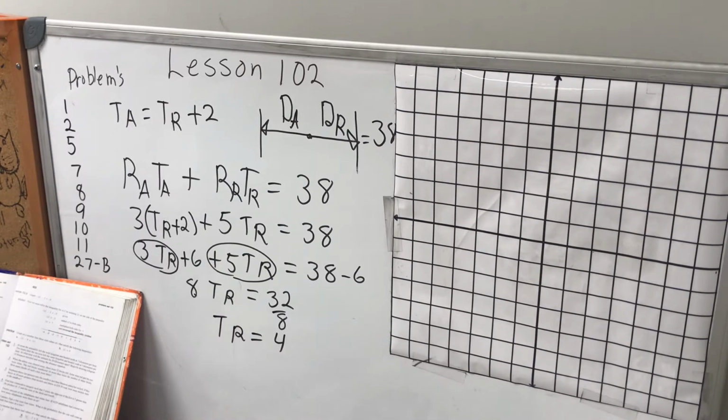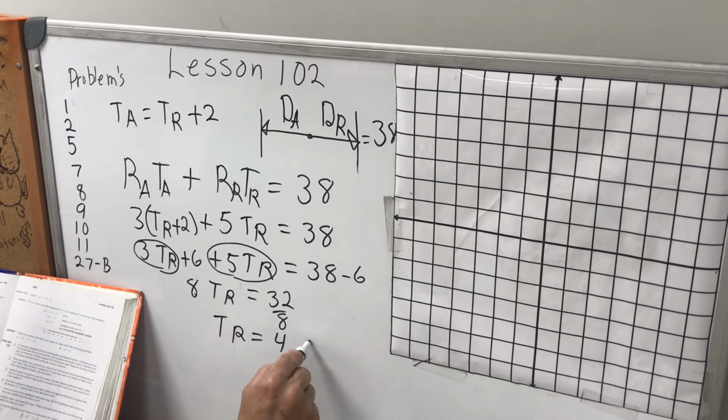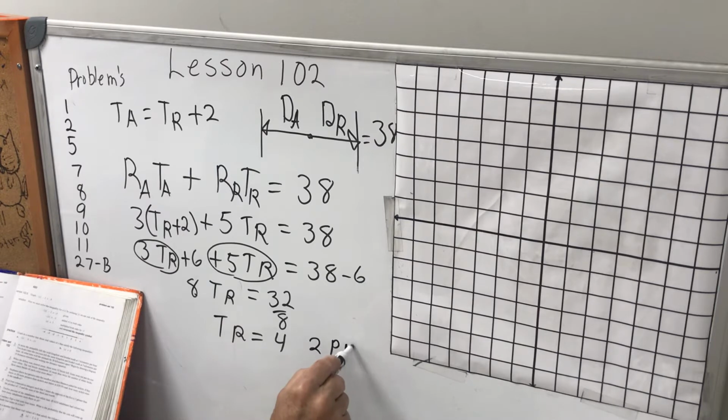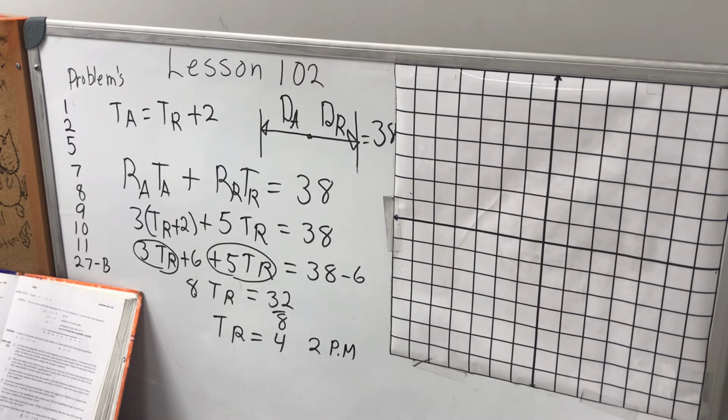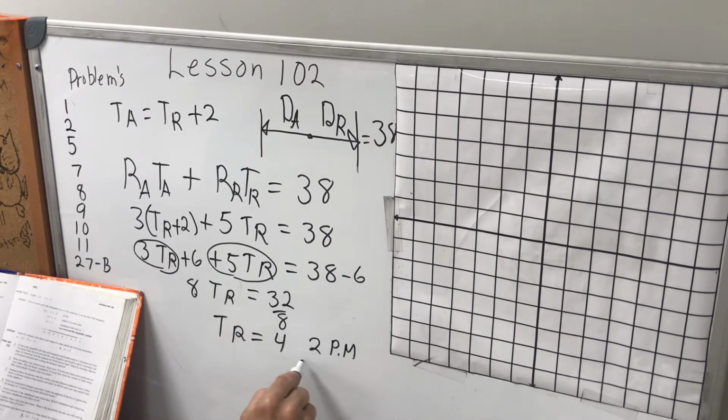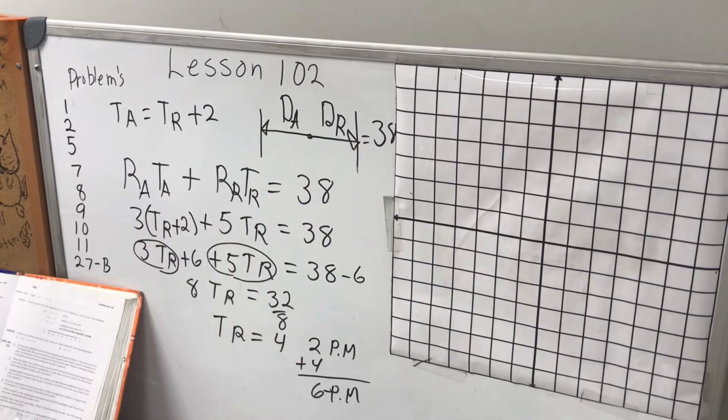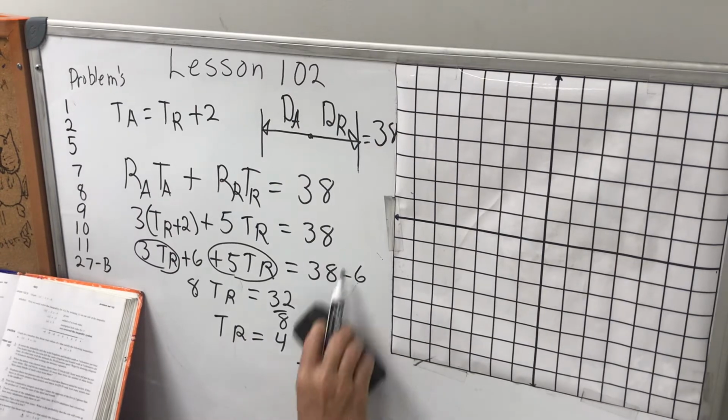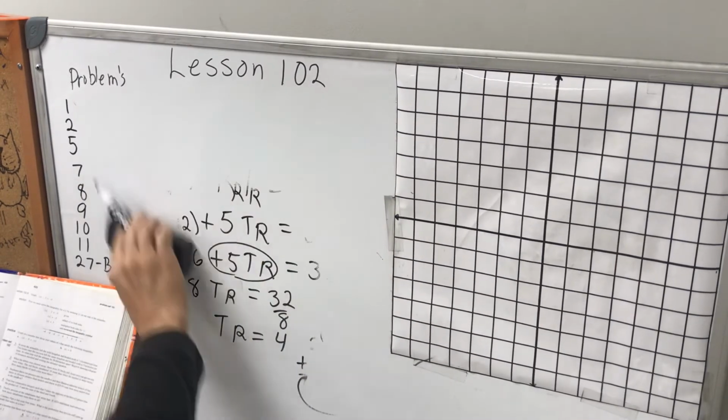Up here, if we have TR equals 4, what time did the raccoon leave? He left at 2 p.m. and it took him 4 hours, so plus 4 hours, that's going to be 6 p.m. when this finalized. And if we would do the same with the other one, we would find out that that also comes out to 6 p.m. So there's your answer. 6 p.m. is when they became 38 kilometers apart.